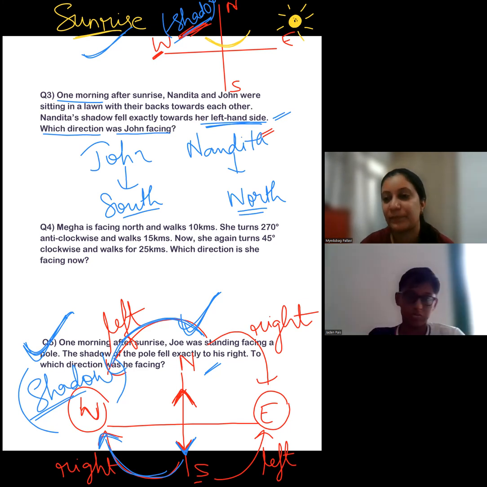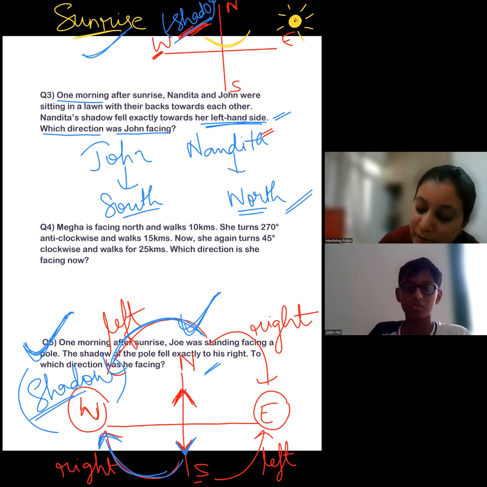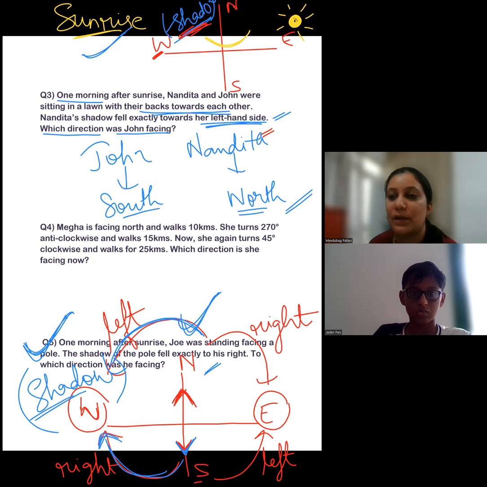Okay, get it? John will be facing south. Why so? Because Nandita is facing north, and it is already written here that John and Nandita are sitting with their backs towards each other. So if Nandita is facing north, John will be facing south only, because they are facing opposite directions. Okay?